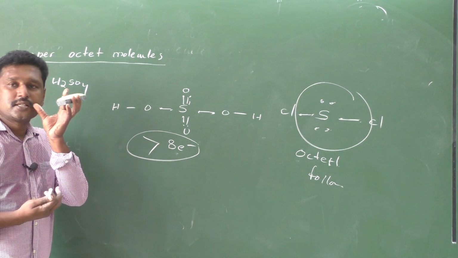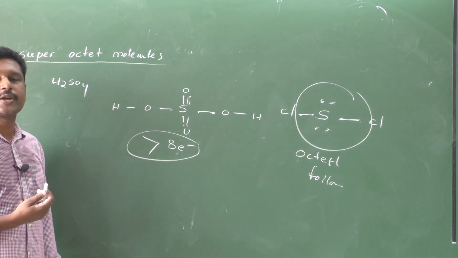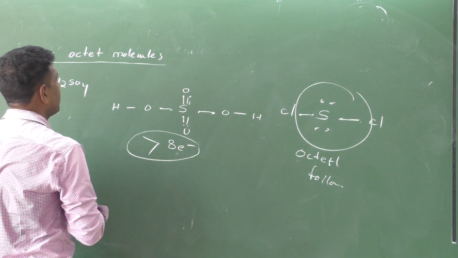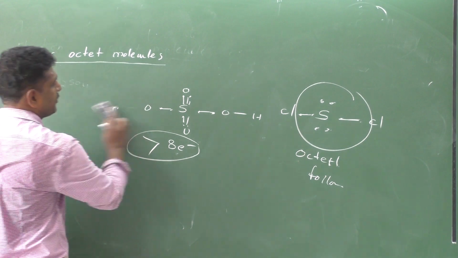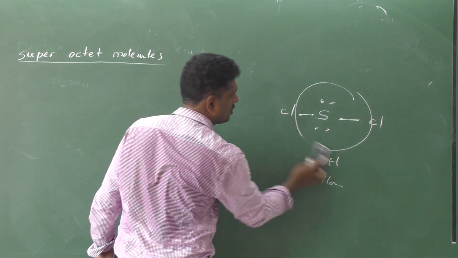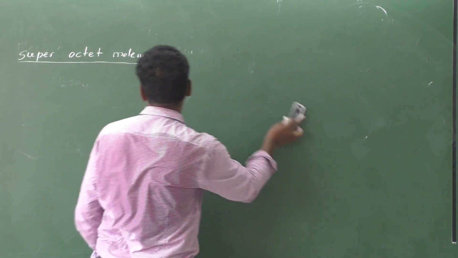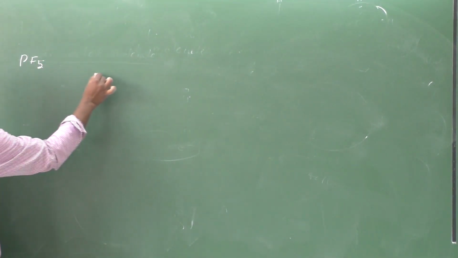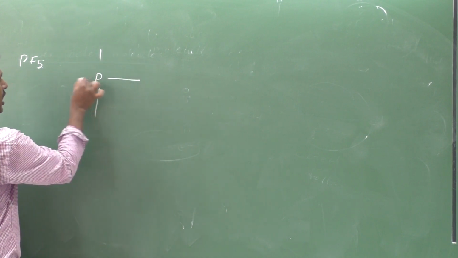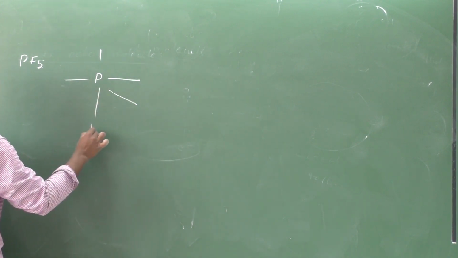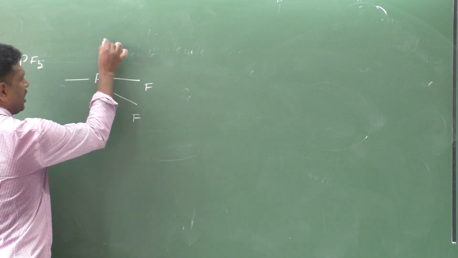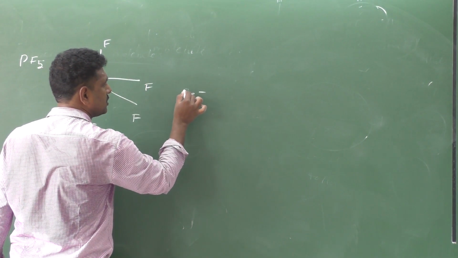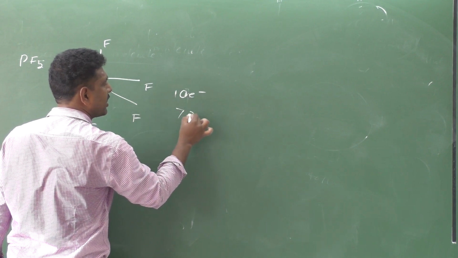After that, some more examples are there: PCl5, IF7, PF5. I will give more examples for this. PF5: phosphorus 1, 2, 3, 4, 5, 10 electrons. PF5, with 5 fluorines, therefore 10 electrons, greater than 8.